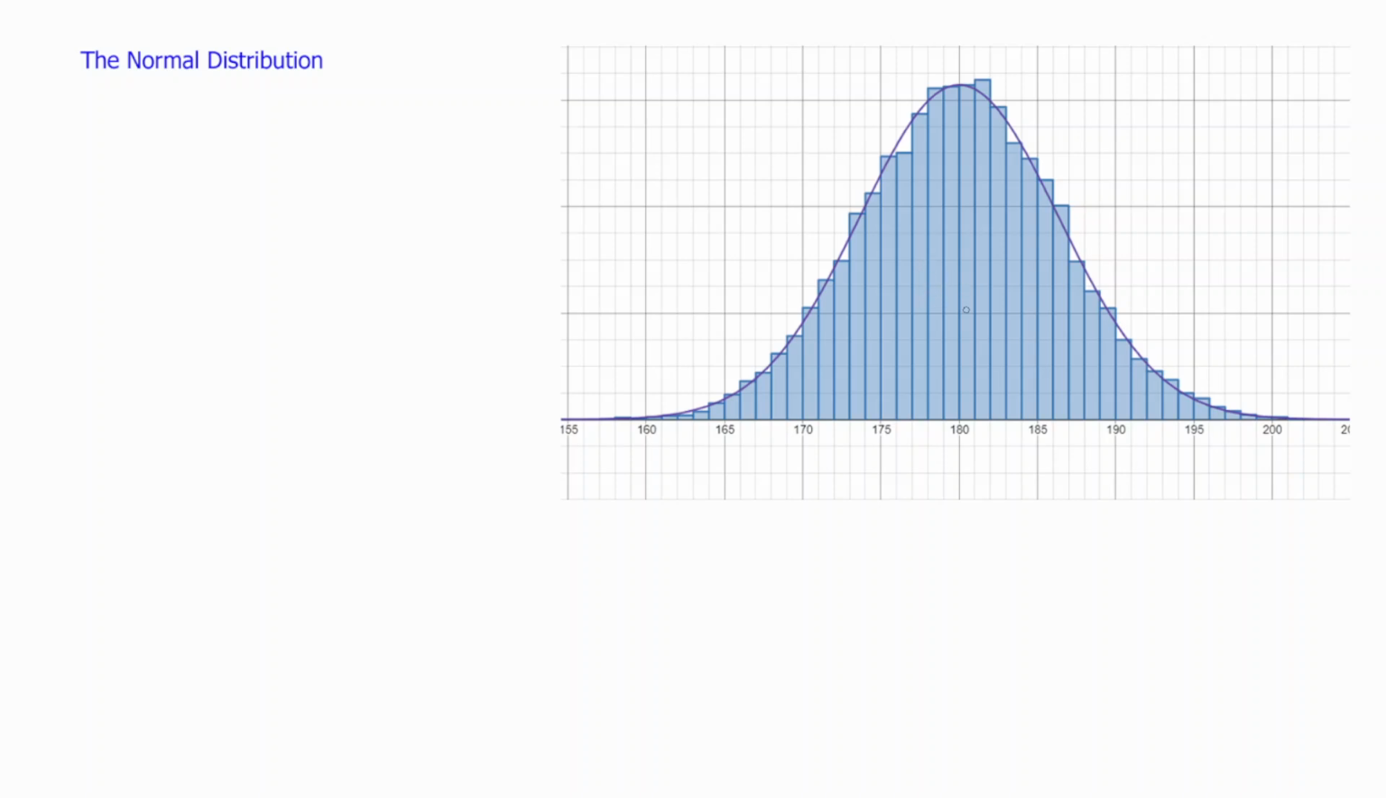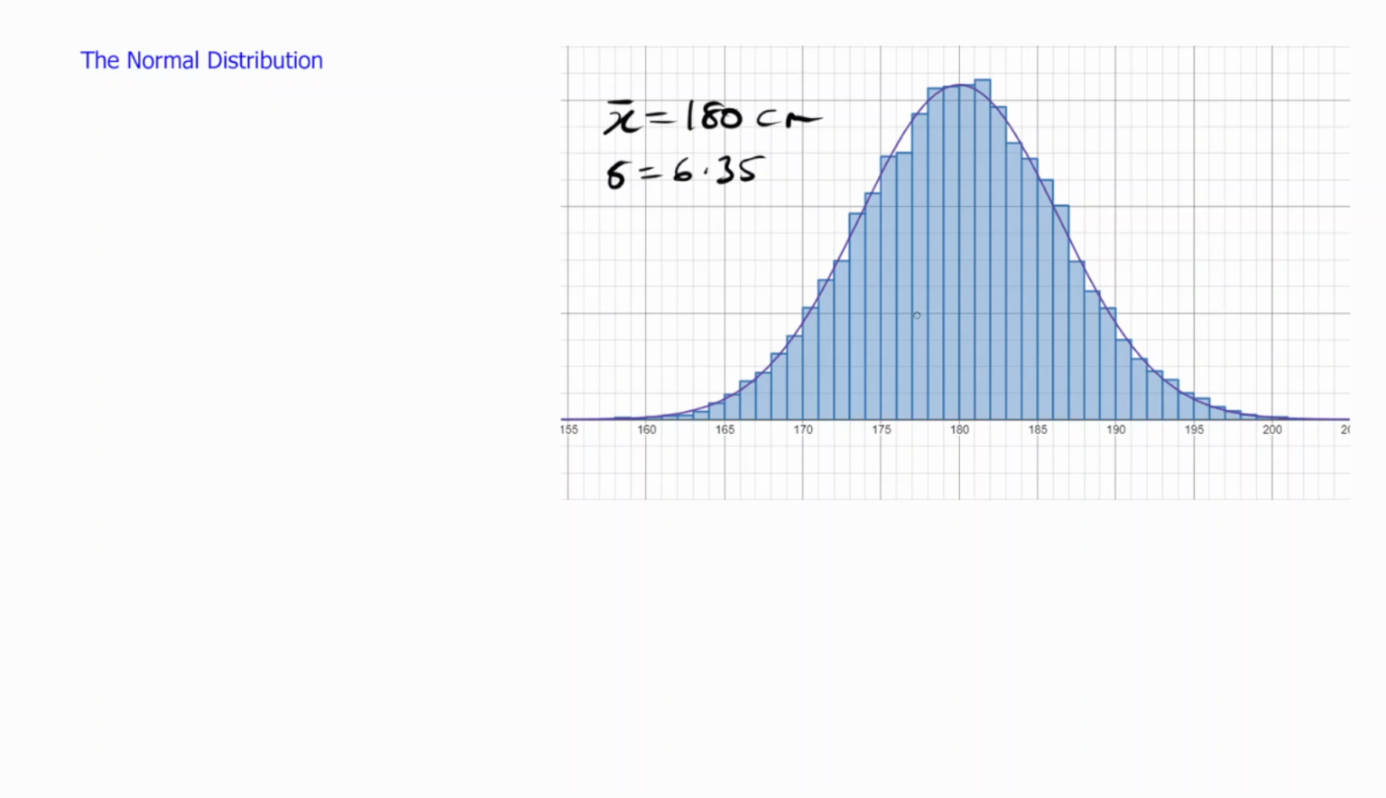Now, just to show you an example here, what I've got here is the heights of 10,000 Czech males. And from this data, we actually know that the mean of the data is 180 centimeters, and the standard deviation, which is obviously a measure of the spread of the data, is 6.35 centimeters actually.